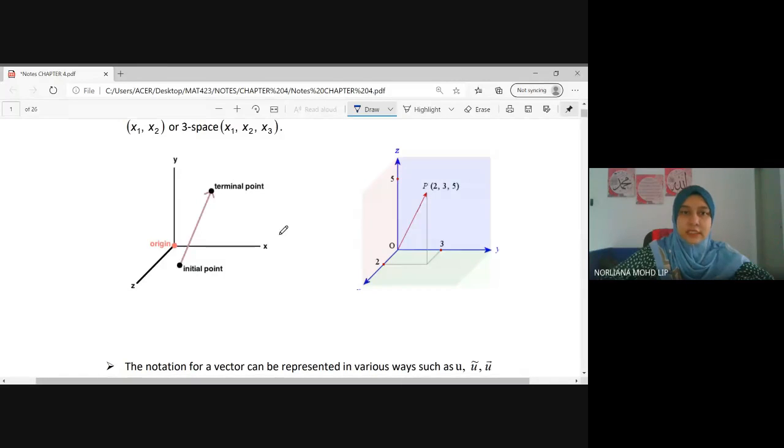Okay, we look at this picture. A vector has the initial point and the terminal point. For example, we have this illustration, this vector in three space. We have x, y, and z. So the value for x is 2, y is 3, and 5 is the value for z.